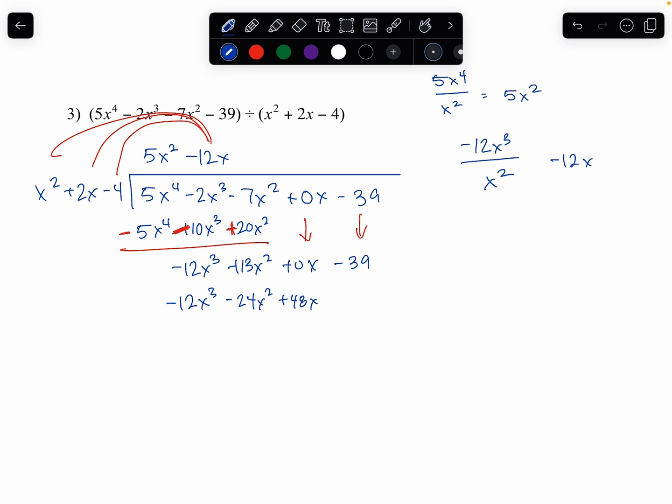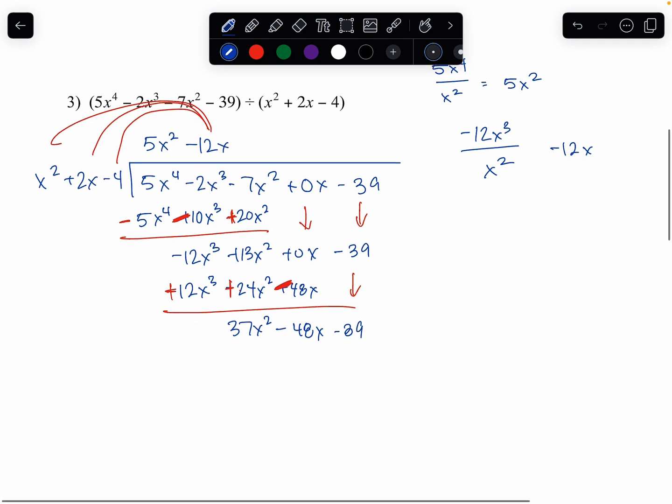Okay. Got calculator ready. So, and then I'm going to subtract. So I'm going to flip the signs. I like to do this in red. So that's going to be plus, that's going to be plus, and this is going to be minus. Okay. So when I do this, that's going to cancel. And then I'm going to get positive 24 plus 13, and that's going to give me 37x squared. Okay, and then that's going to give me negative 48x, and then I'm going to bring this term down, so minus 39, and then repeat the process.